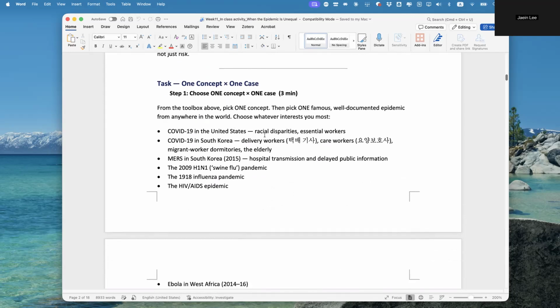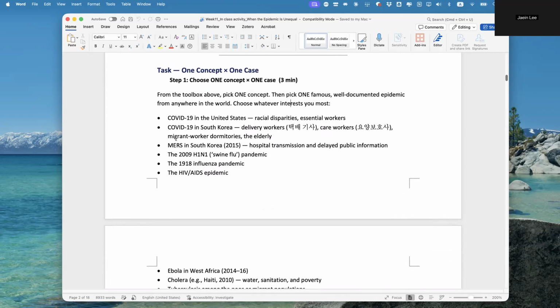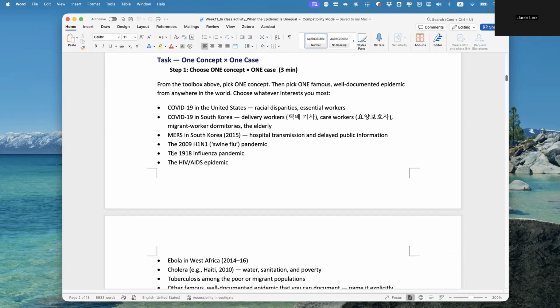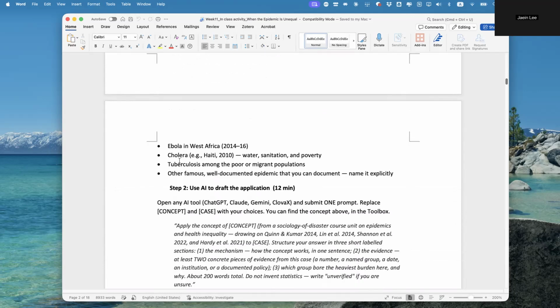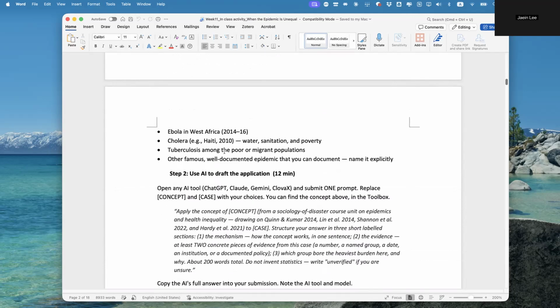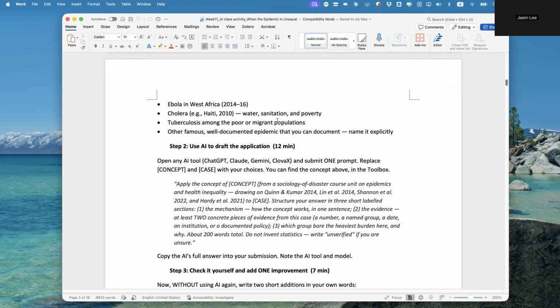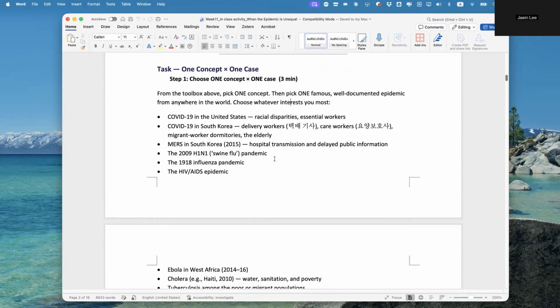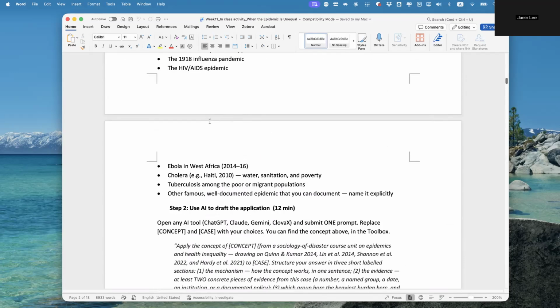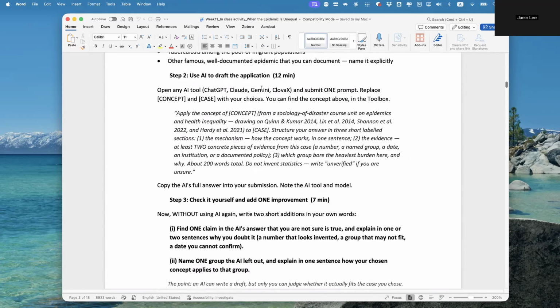So COVID-19 in the US, COVID-19 in South Korea, MERS in Korea, and swine flu anywhere. The 1918 influenza pandemic, we don't have much information. The AIDS, Ebola, cholera, and tuberculosis. So you can choose anything, even outside of this. You can choose one concept here and one case here, and you are trying to use that.